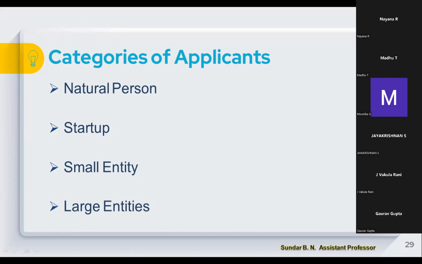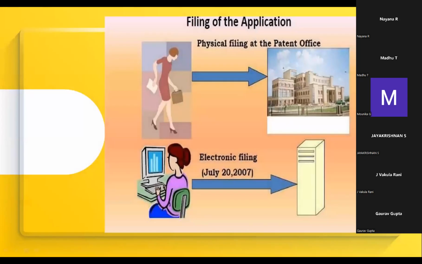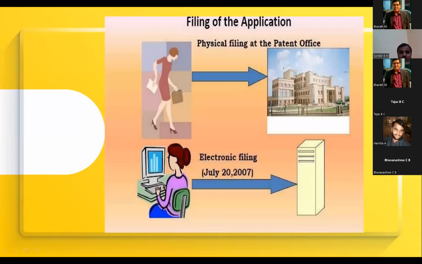So there is a huge scope, which means from IIT there are lots of productions coming for a patent. So how can we file the application? Before 2007, you had to go physically to the patent office. There are different offices for patent purposes. In person, you had to go.